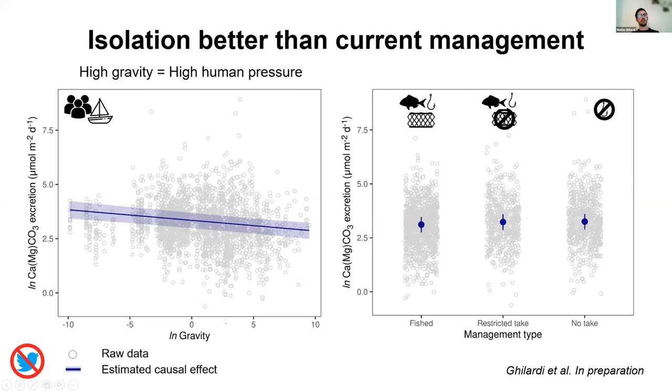And we used human gravity as a proxy for human pressure, which means that reef sites that have low human gravity are those that are isolated. So those that are far from people, and the human population density surrounding the sites is very low. While reef sites that have high human gravity are those close to people with a large human population surrounding. So these results suggest that isolation is actually better than current management measures in enhancing carbonate excretion.